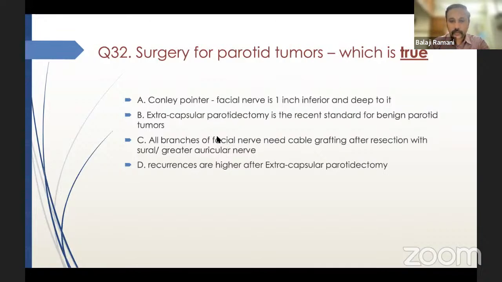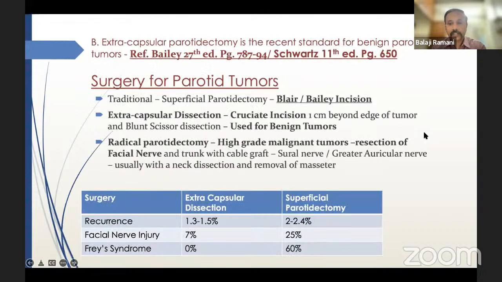So extracapsular parotidectomy is the recent standard of care for your benign parotid tumors. And all branches of the facial nerve do not need cable nerve grafting. We just saw that the buccal branch does not need grafting. And recurrences are less common after an extracapsular parotidectomy. This recent technique is given in detail in Bailey. Whenever you have a tumor, you can go for the traditional superficial parotidectomy. The incision is called the Blair incision or the modified Bailey incision.